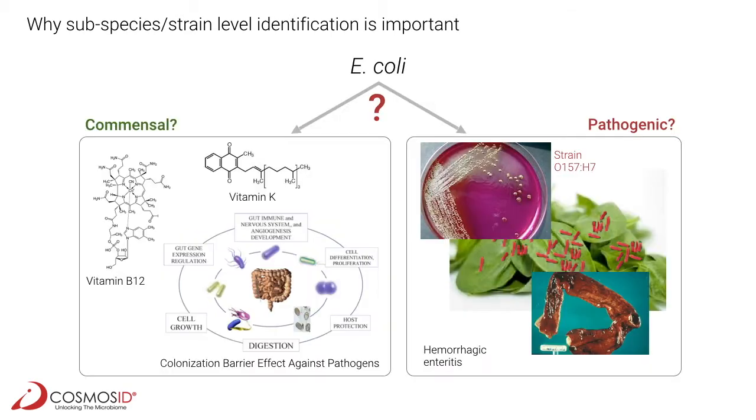delicious all around, that is very much not the case if you consider another species, the species of Escherichia coli, where certain strains convey important functions and are part of our commensal gut microflora. They're involved in vitamin biosynthesis and provide colonization barrier effects against overgrowth of otherwise dangerous pathogens. However, other strains, such as O157:H7, are very, very dangerous and cause hemorrhagic enteritis, which is a potentially lethal disease. So as you can see, the difference between being able to discriminate at strain level and not can be the difference between life and death.